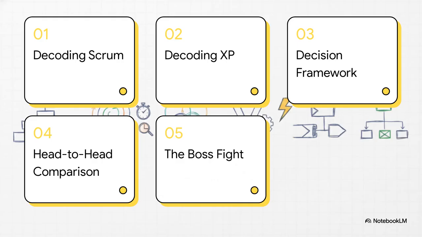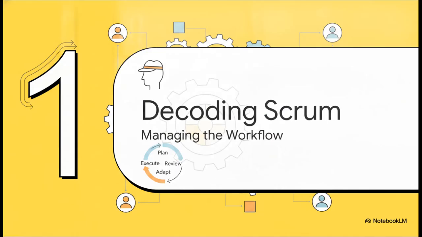So here's our game plan for today. 1. Decoding Scrum. 2. Decoding XP. 3. The decision framework. 4. A head-to-head comparison. And 5. The boss fight.